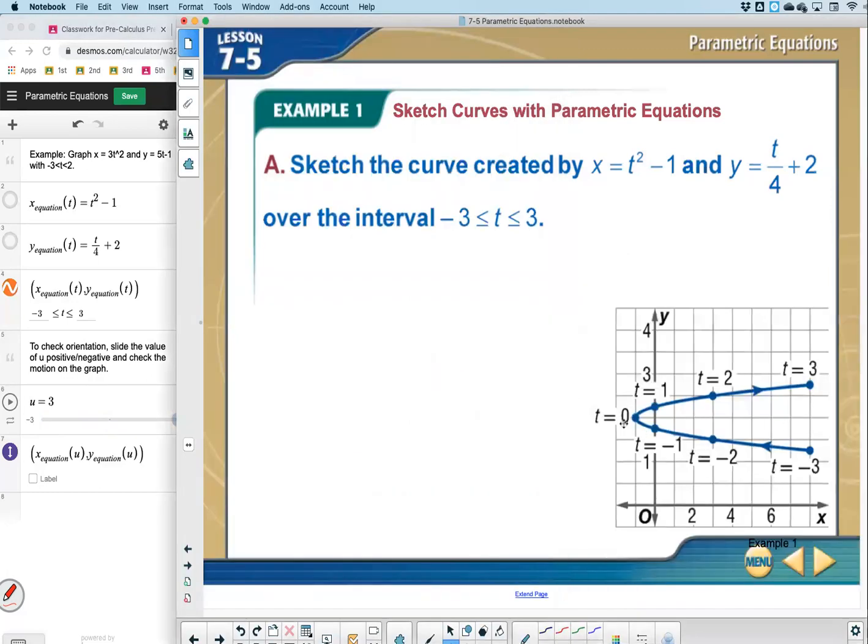Now you'll see on their picture that they threw on time values. If you needed those, you would just type them in here.